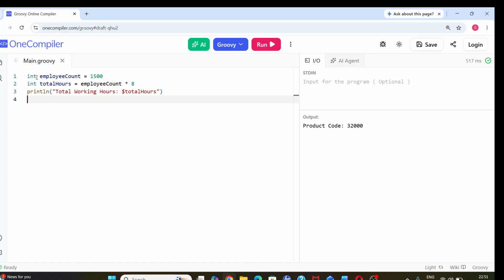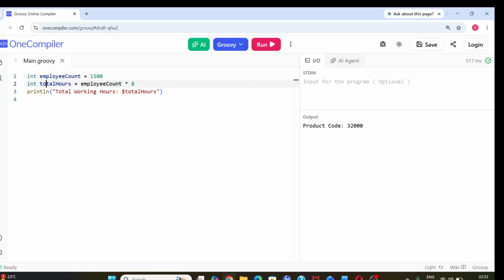It uses 32 bits, which means the range of the value it can hold is very large. Next, int employeeCount is equal to 1500. This declares a variable named employeeCount of the type int and assigns it the value 1500. So now the number of employees is stored in the variable.